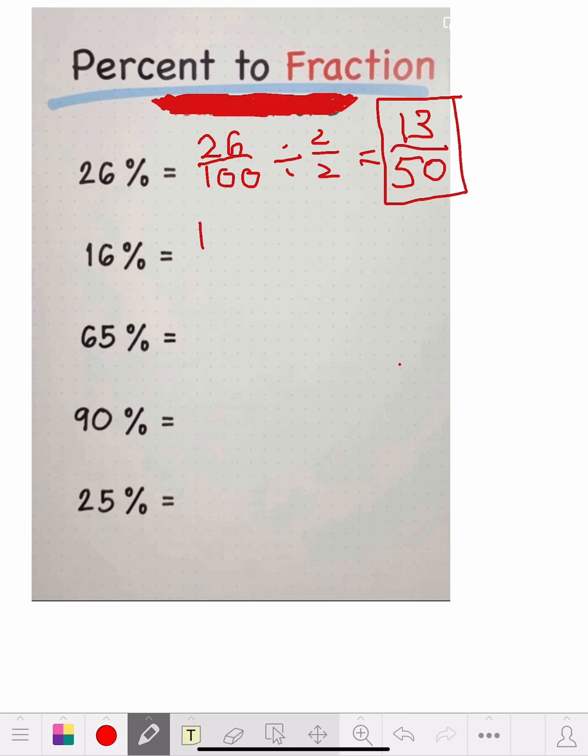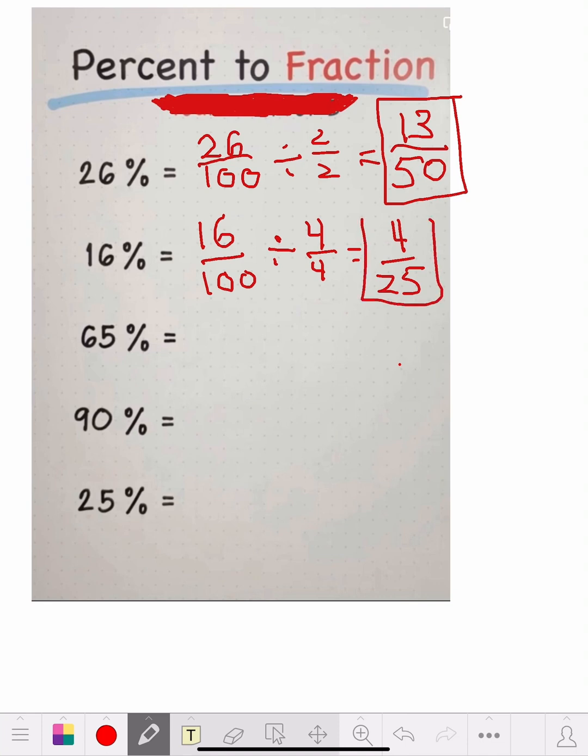Okay, we got 16 over 100. Now, we know 2 will go into it, so let's do the 2 first. Okay, you could work and say 4 will go into 16, and 4 will go into 100. So hey, we might as well go to 4. I just did that real quick in my head. So we just put 4 over 4. 4 goes into 16. How many times? 4 times. 4 goes into 100. How many times? 25. And that's it. 4 won't go into 25, so this is going to be the answer.